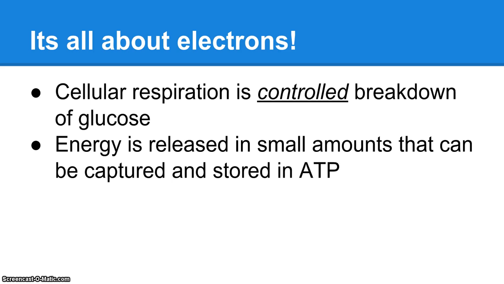Cellular respiration is a controlled breakdown of glucose. We don't just have everything going every which way. We are controlling it, so it's kind of like your car. If you fill up your car, and if the gas tank was used all at once, you'd only go about 30, 40 feet. But with cellular respiration, just like your car, it's controlled. We only use a little bit of those ions at a time to get the most amount we can of energy out of each glucose. So energy is released in small amounts that can be captured and stored in ATP. So we take those small amounts, we capture it, and then we get the most out of it that we can.